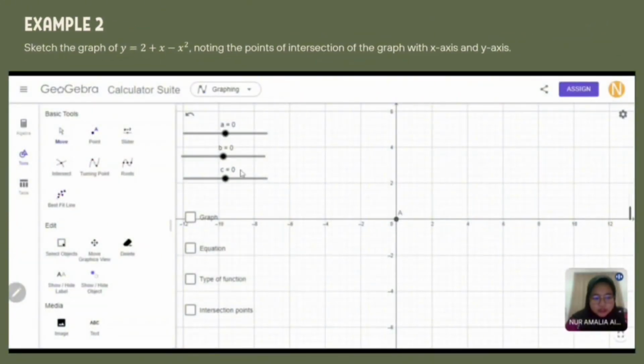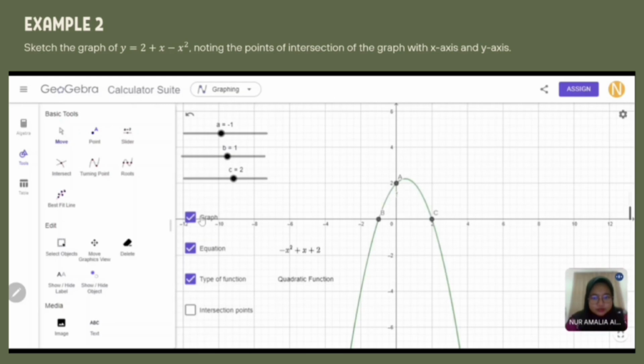We insert the equation first, which is the constant is 2, and we plus x. For b, we plus x, 1, and the x squared is minus 1, like this. Okay, so the type of function is a quadratic function, and the equation looks like this, and the graph is an upside-down graph because the a is less than 0.